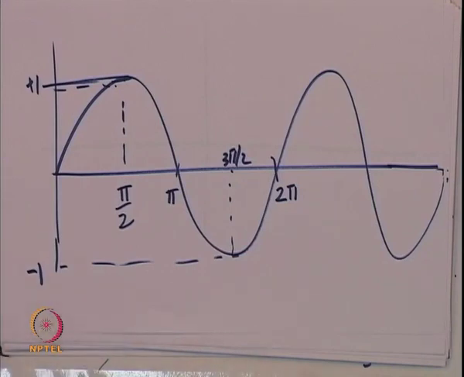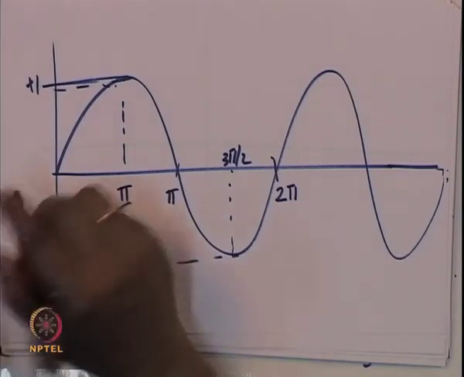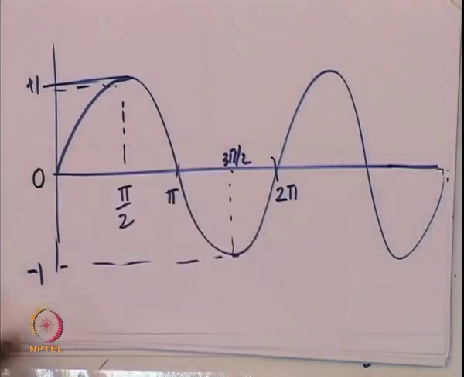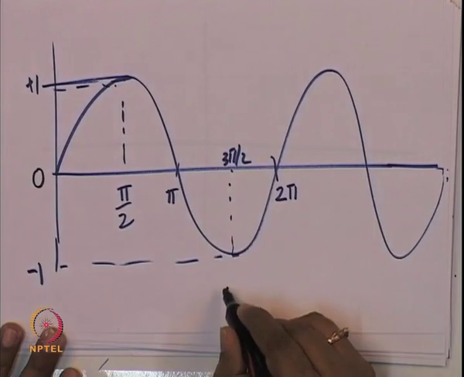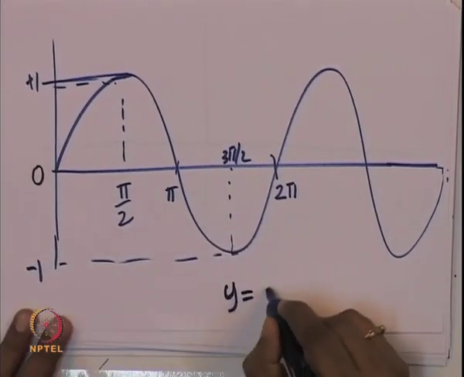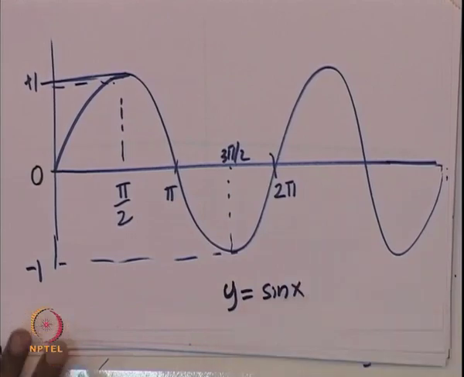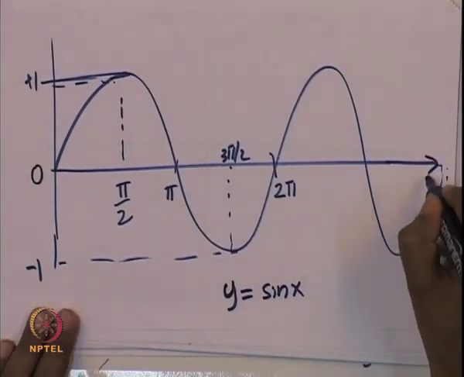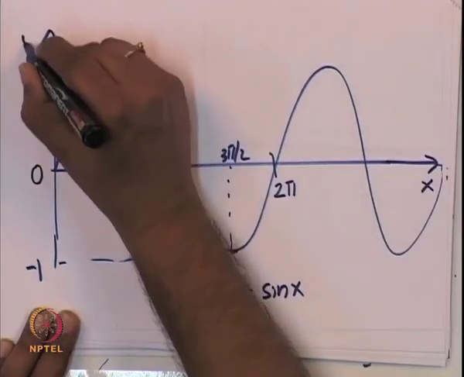Now, what I will show here in red is y is equal to sin square x. Now this is our 0, and sin x goes from minus 1 to plus 1. What we show here in blue is y is equal to sin x, and this is our x and this is our y.